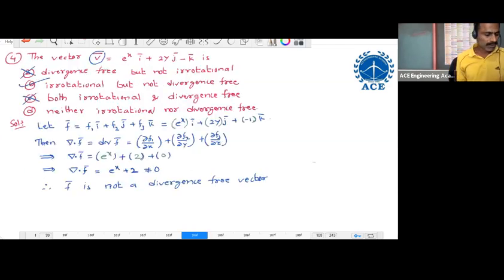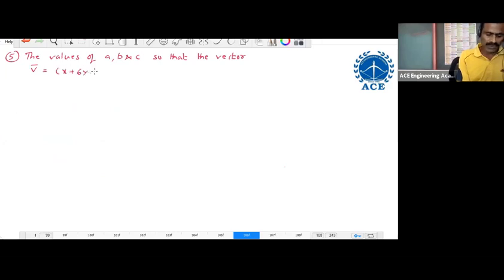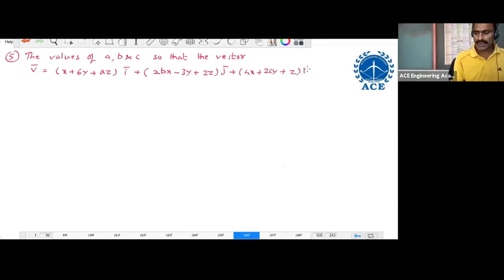Next, problem number 5. Find the values of a, b, and c so that the vector V bar equal to (x plus 6y plus az) i bar plus (2bx minus 3y plus 2z) j bar plus (4x plus 2cy plus z) k bar is irrotational.